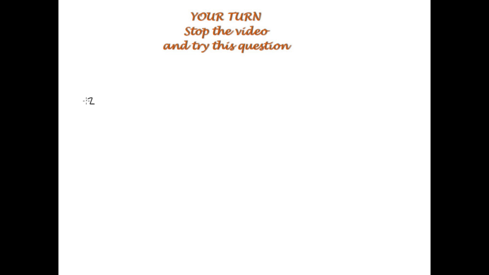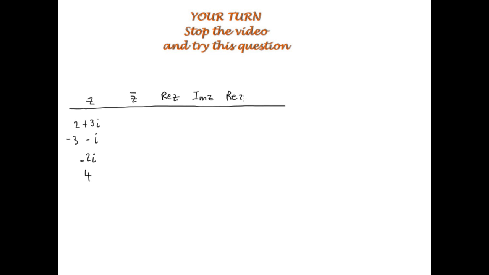So here are some examples for you to try. I'm going to give you 4 complex numbers: 2 plus 3i, negative 3 minus i, negative 2i, and 4. We'll call that complex number z. You have to find z bar, the conjugate. You have to work out the real part of z, the imaginary part of z, the real part of z bar, and the imaginary part of z bar.